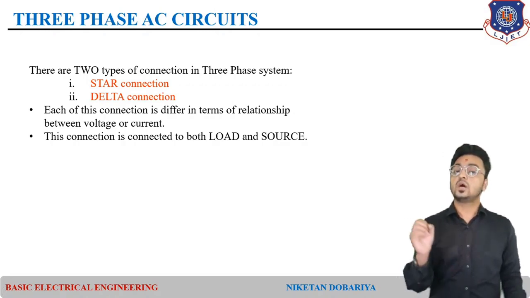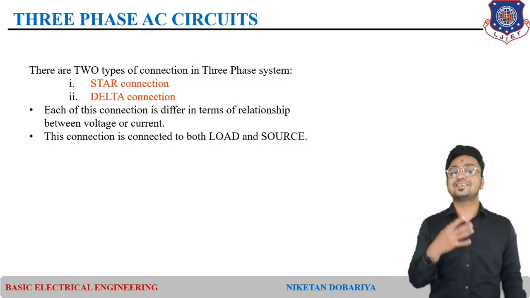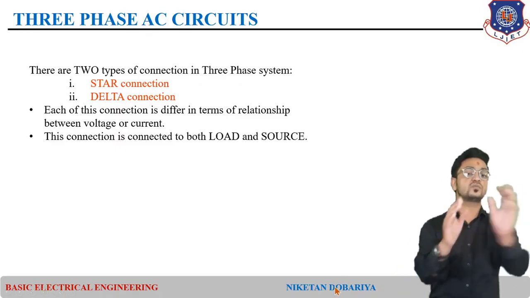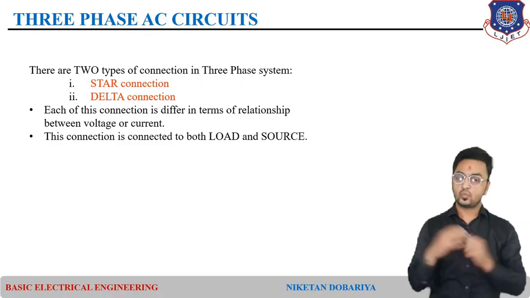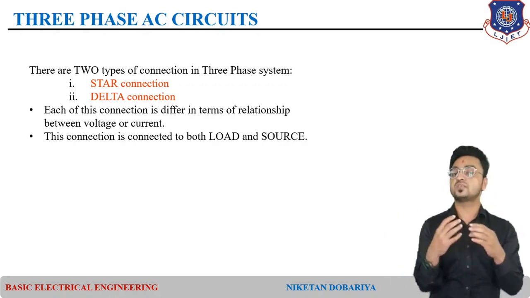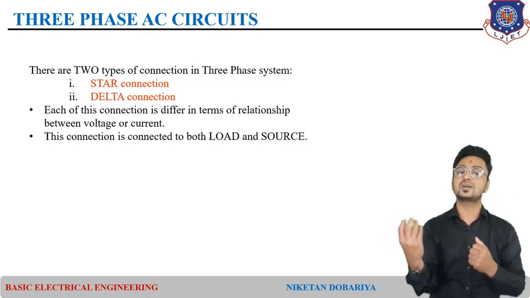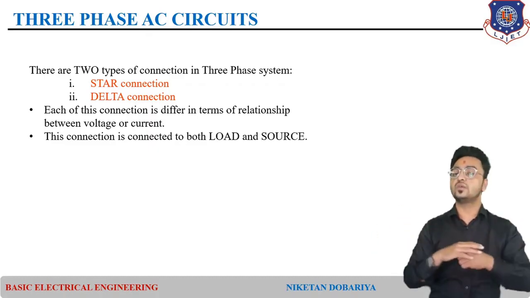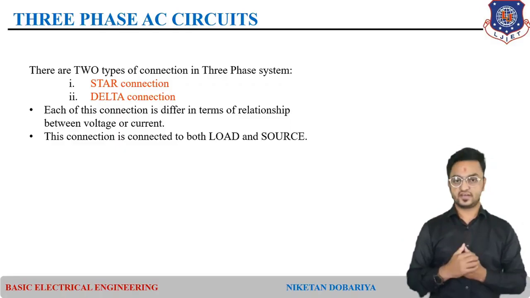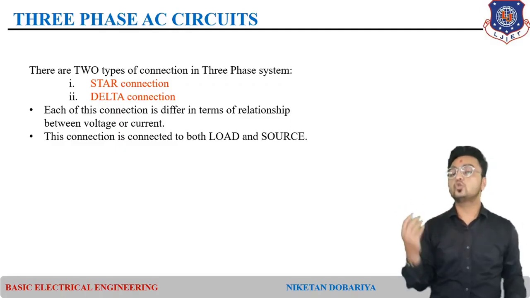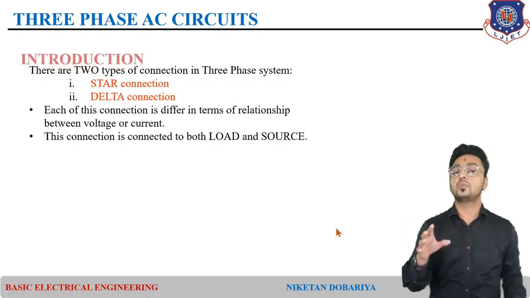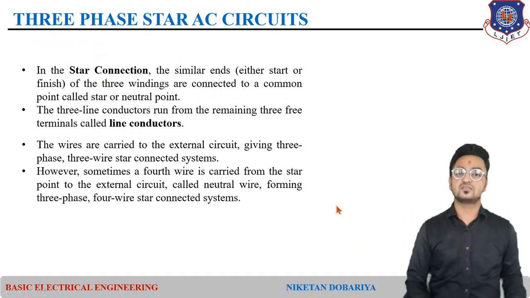When we were discussing the introduction and generation of the three-phase circuit, I mentioned that this is nothing but a combination of three individual single-phase circuits. We just combine those circuits and form a three-phase circuit with some conditions. But how will these three individual single-phase circuits be connected? Here we have two types of connection, star and delta, by which we can form a three-phase AC circuit.